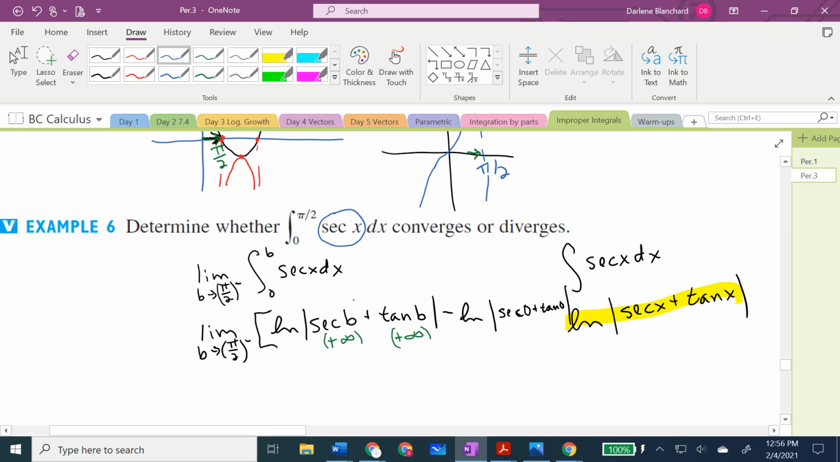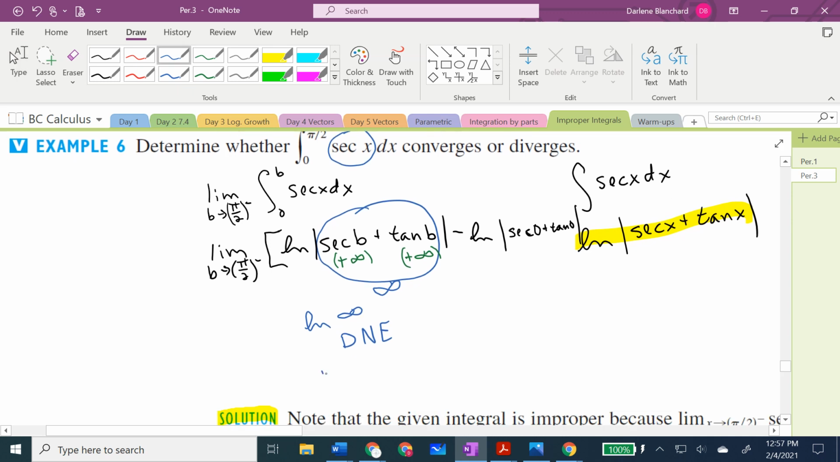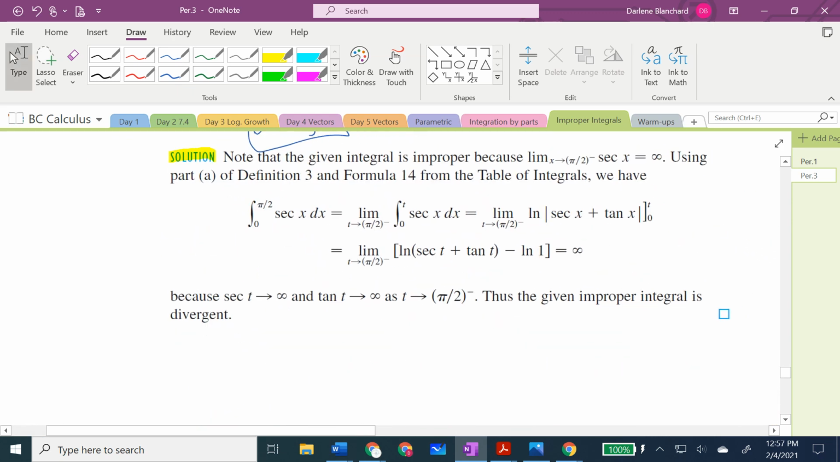You want to realize that this is heading to infinity. So you're looking at the natural log of input heading to infinity, and that's a does not exist. That heads to infinity, so I get to say diverge, and then that's done. And you can also look at your textbook for that.